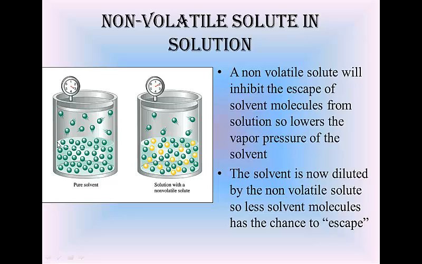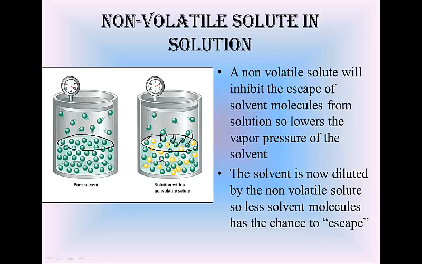In the pure solvent, this entire line, this very top row of liquid particles can escape. In solution, your very top row is part solute, part solvent. You do not have as many solvent particles escaping into the gas phase in the solution because there are not as many of them right at that top row.